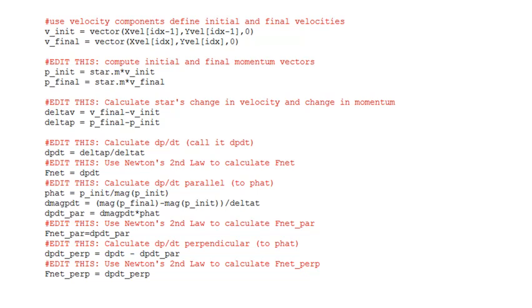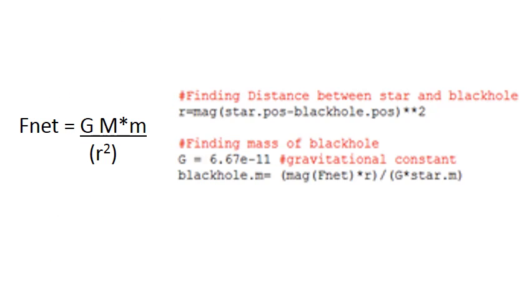So, we know that dp over dt perpendicular equals the change in momentum over the change in time, which is the info we have from the star's data that I showed earlier, minus the magnitude of p final minus the magnitude of p initial, all over delta t. Then, since the net force on the star is the gravitational force of the black hole on the star, we can use the universal law of gravitation, seen here on the left, to find the mass of the black hole. If we rearrange the equation to mass of black hole equals magnitude of Fnet perpendicular times r squared divided by the constant G times the star's mass, then we will get an approximation of the black hole's mass if we tell PHYS to print black hole m.